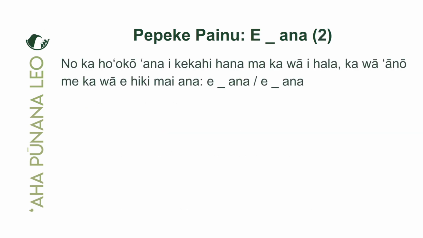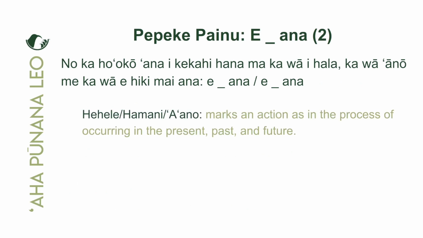All right. And finally, e ana elua. E ana elua, we said, is no ka hoʻokō ana i ke kahi hana ma ka wā i hala, ka wā ʻaʻano, me ka wā e hiki mai ana. In other words, with hehele, hamani, and ʻaʻano verbs, it marks an action as in the process of occurring in the present, past, and or the future. Right? So it really depends on the context.